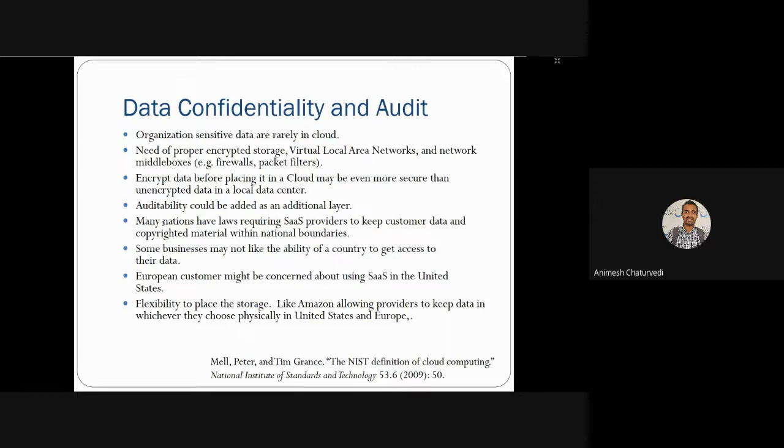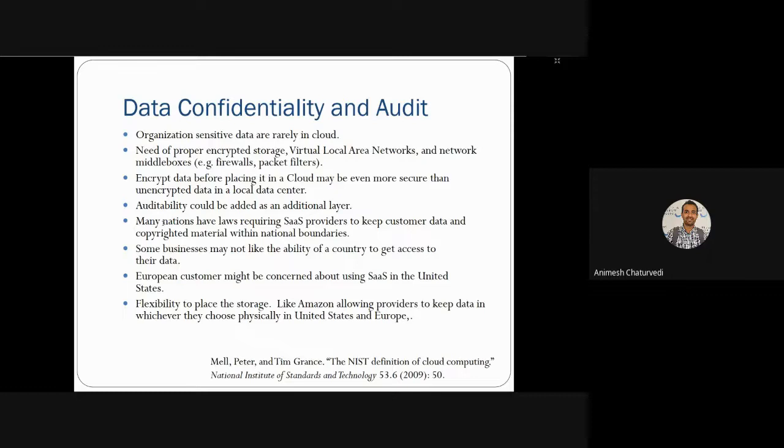Many nations have different rules, and they require different software as a service providers to keep the customers' data and copyright material within national boundaries. So there are various laws and legal agreements by a government or organization with the SaaS provider, and they keep the customer data and copyright material within those boundaries, whether it's of a company or of a nation.